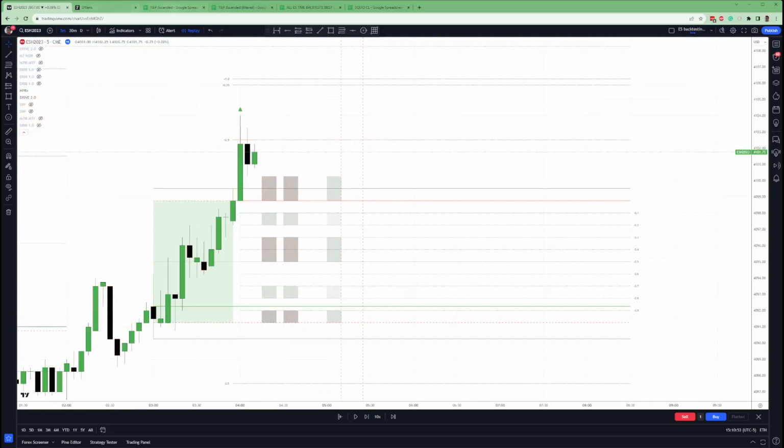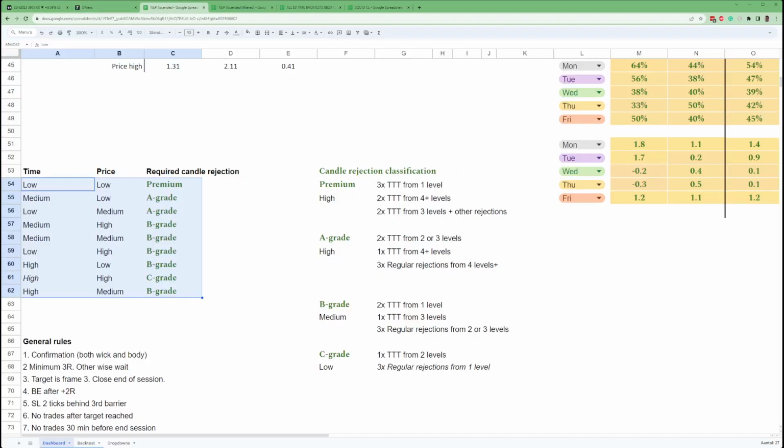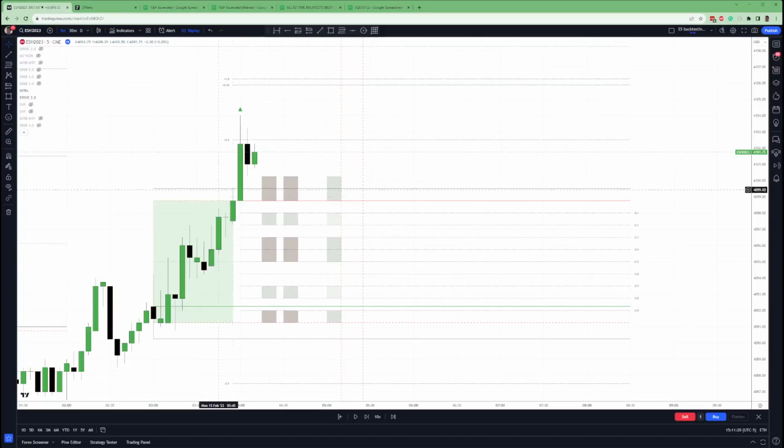And that's it. Okay, so just to remind you, we touched this price cluster here. So price would be highly aligned, and time not, because time starts here, so there's no time alignment. In that case, what we need is at least a B grade rejection, which equals 2 times to the tick from 1 level or 1 times to the tick from 3 levels. So it doesn't really meet the conditions yet.